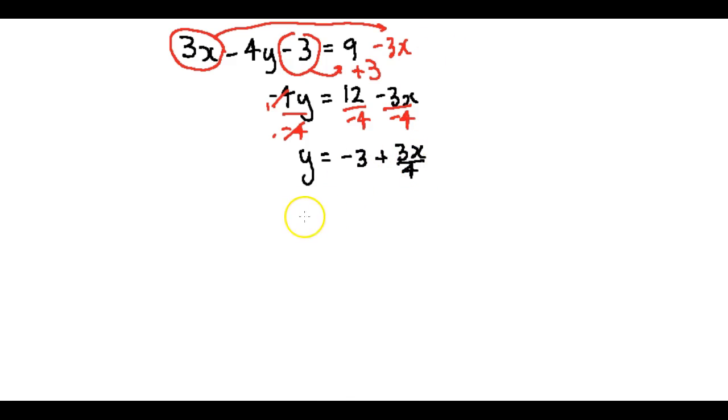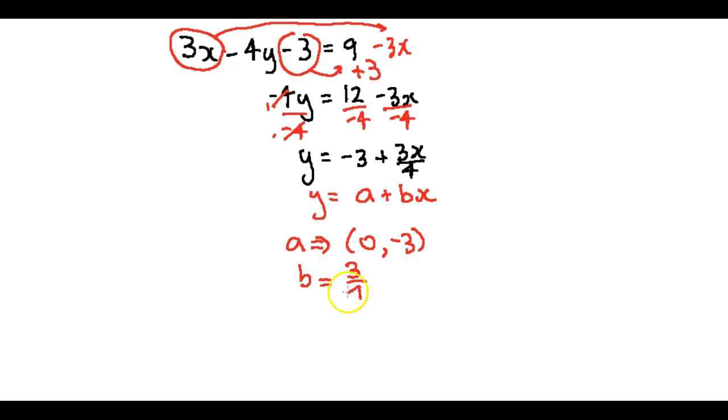And now I can compare it to the gradient intercept form or the slope intercept form and write it underneath. Or you can do this part in your head once you get good at it. And so the y-intercept we can see has the coordinates x equals 0 and y equals -3. And the gradient is the number next to the x, including its sign, which is 3/4.